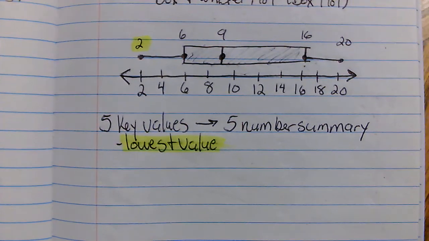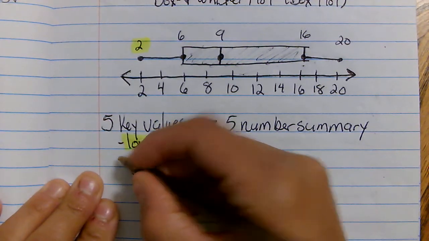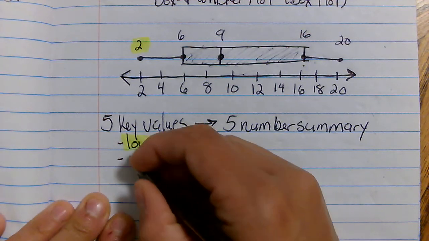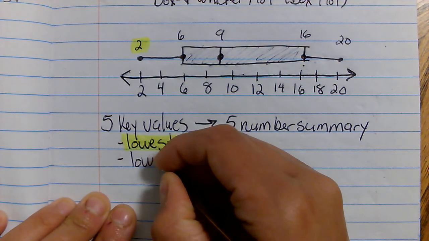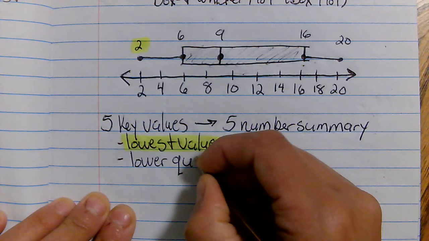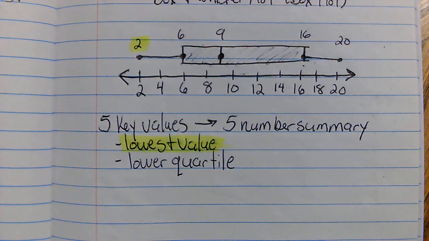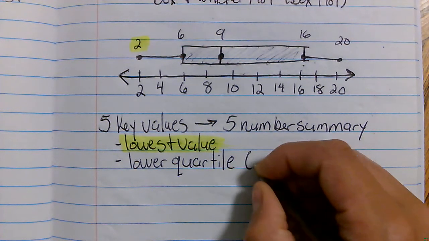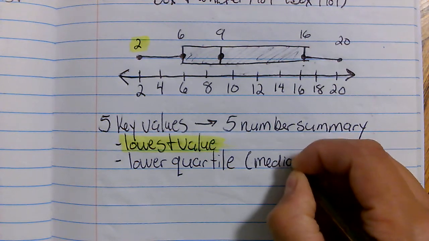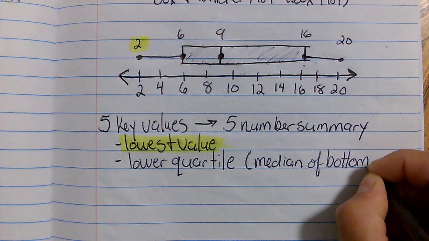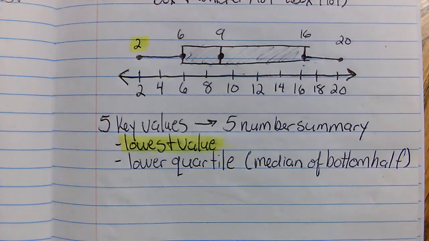Okay? The next number that you see, it's kind of like the first line of your box. This is what we call the lower quartile. Fancy word. And when we get into actually making our own, you're going to see that this is the median of the bottom half of the data. And I will explain more what that means in a moment.